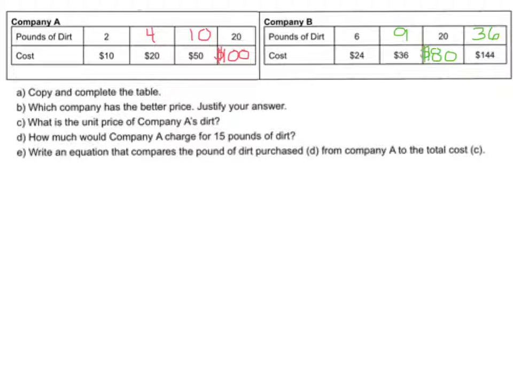I rewrote our two tables up top without the rainbows, just so that we have a nice clean example. We just did A, where we completed and copied the table. So now we want to talk about B. Which company has the better price? Justify your answer. Now we can do this two different ways.